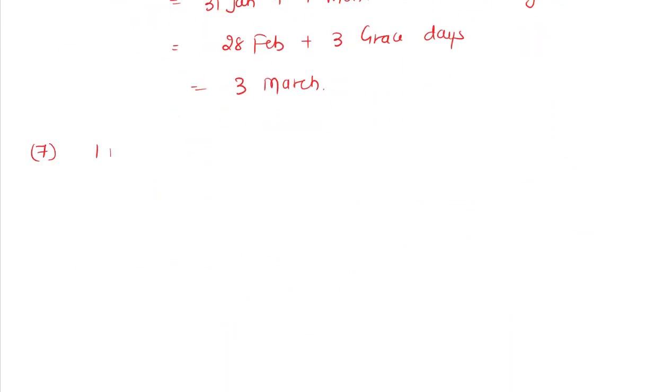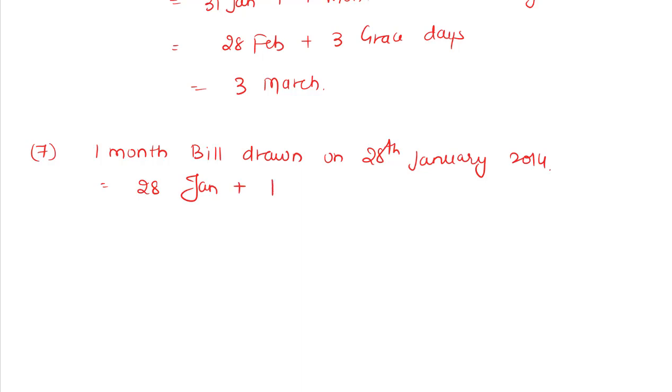Next case, 7th. A 1 month bill drawn on 28th January 2014. 28th Jan plus 1 month plus 3 grace days equals 3rd March. I believe you understood. Let us continue.